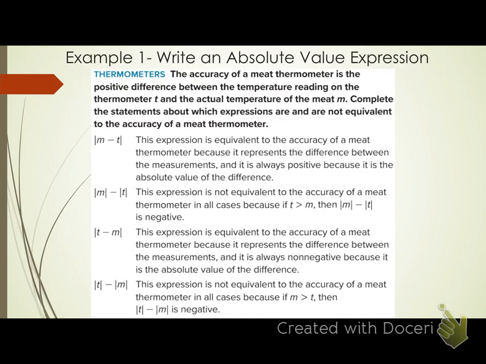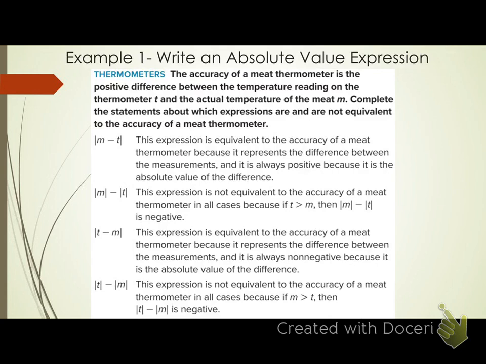And notice it says positive difference. So how can I make a number positive? What are we talking about today? Absolute value. So to ensure that my answer is positive, I can put absolute value bars around it. So this one right here and this one right here are the expressions that are equivalent to the accuracy of a meat thermometer, because it represents the difference of those two temperatures, and it's in the absolute value, so it's making it positive every single time. Does that make sense?